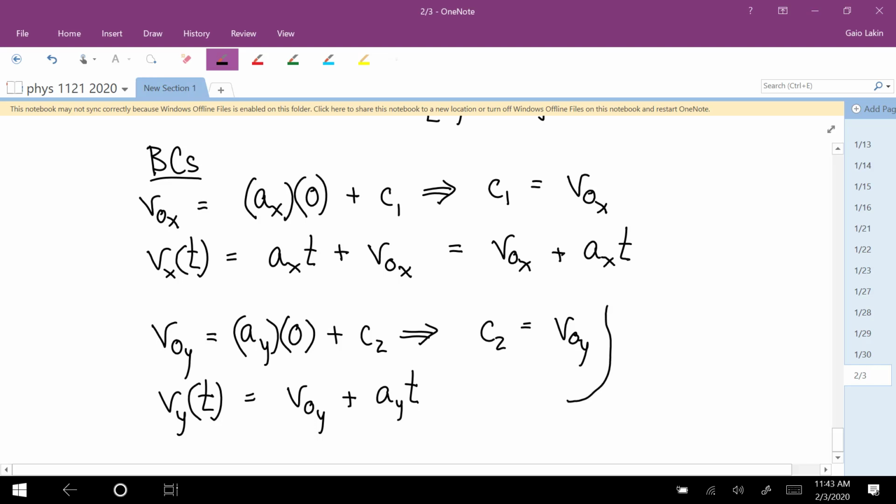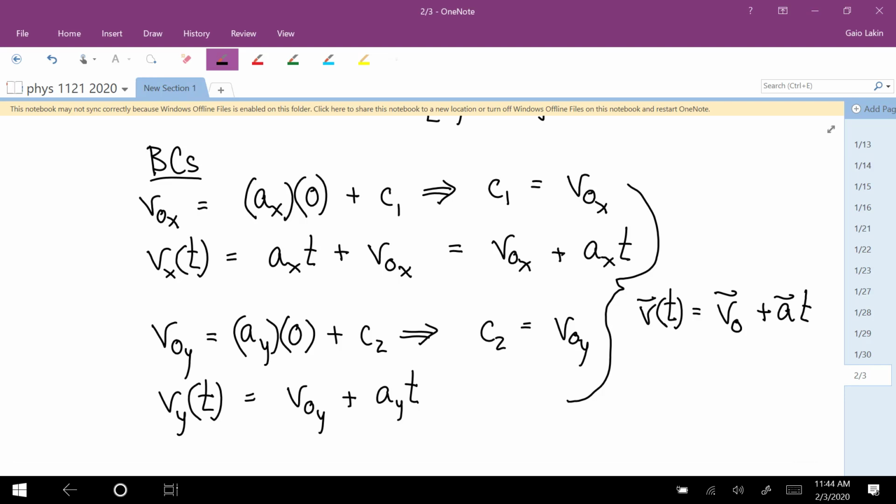And what these tell you together is that the velocity vector as a function of time is equal to the v0 vector plus the a vector times t. And now you can integrate that to come up with the position vector.